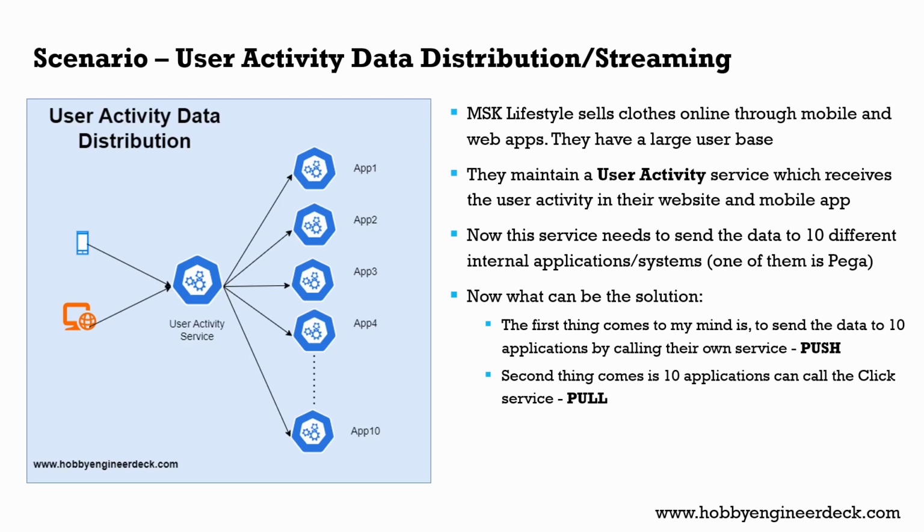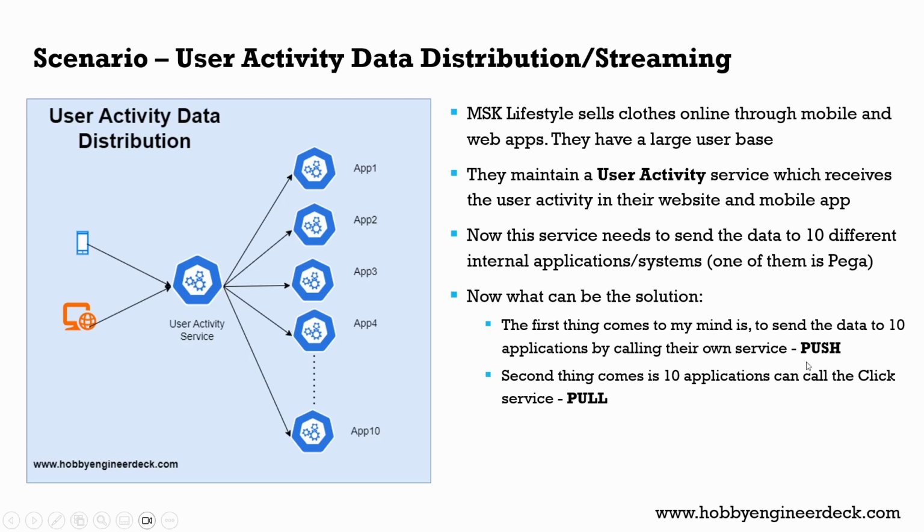If you consider me, the first thing that comes to my mind is to send the data to 10 applications by calling their own service. For example, app one will have an API or service, and the user activity service will call that particular API and send the data. Similarly, app two also has its own method, which should be called by this user activity service. Similarly, all 10 apps will have their own implementation that can be called from the user activity service.